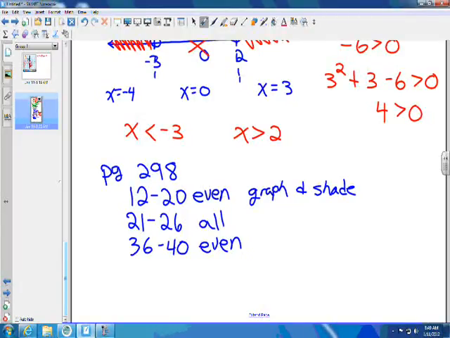Like I said, you can do the graphing, you can do the interval part. You can do it graphically, algebraically, or you could even combine the two, whatever works best for you.